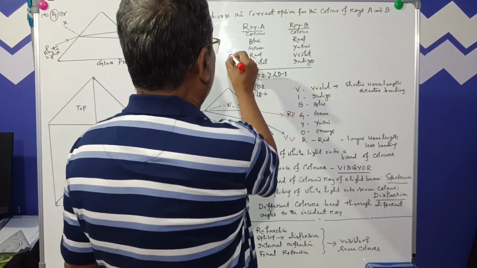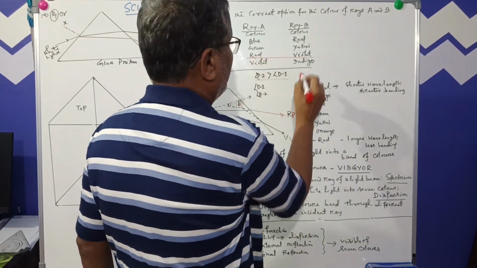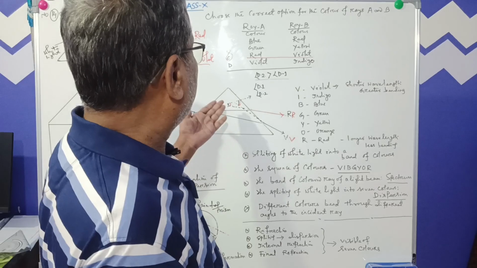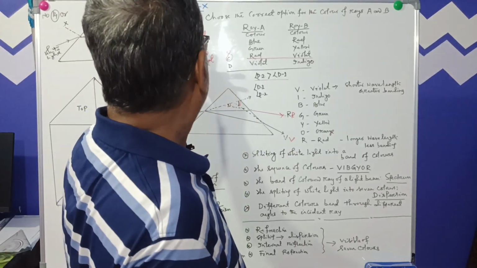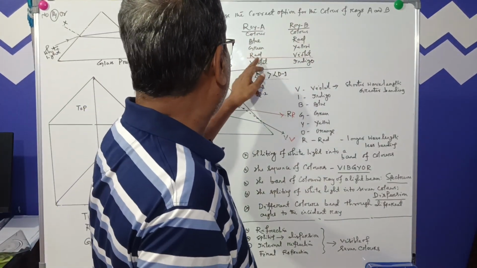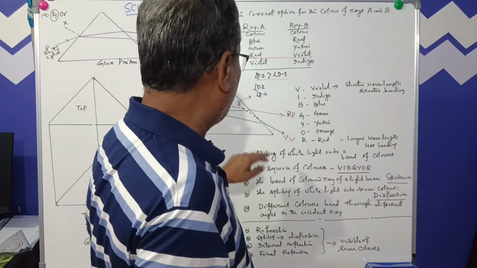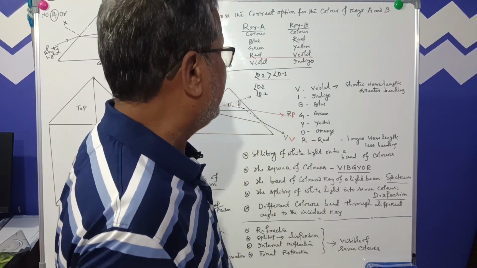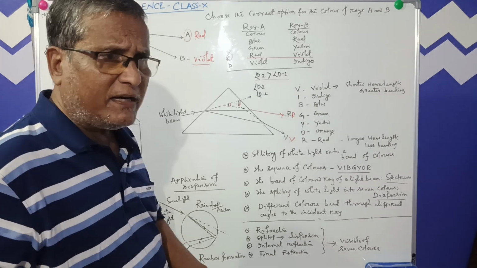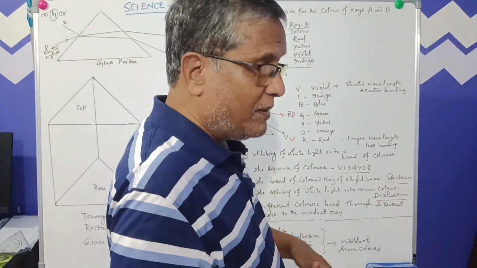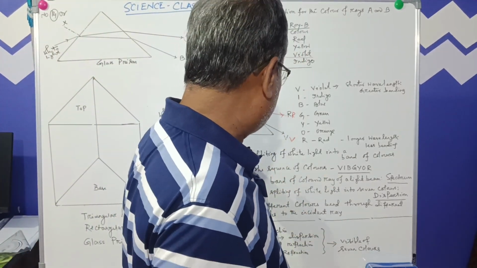So where is the answer? So this is C. So this is very simple. The question is for A you see red and for B violet. You have red and violet. Okay, so what are actually the processes that take place?